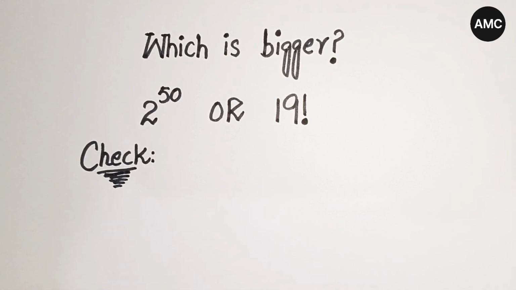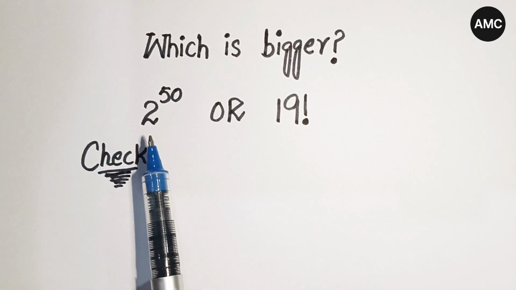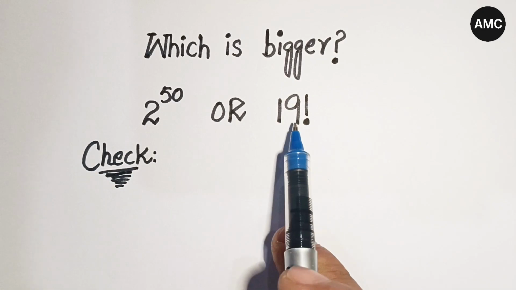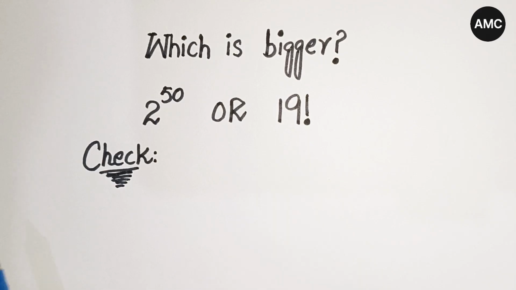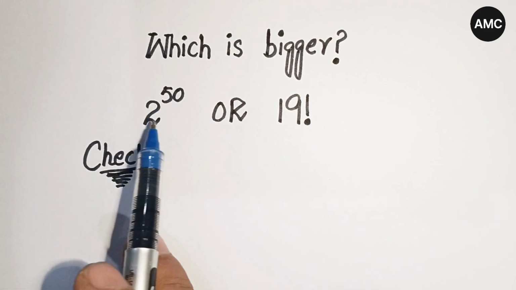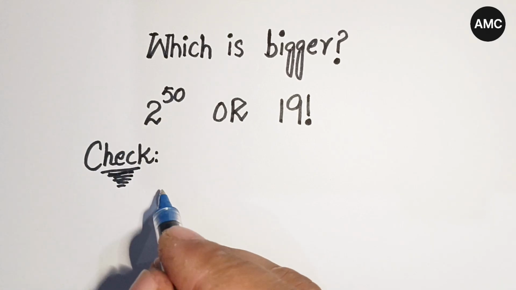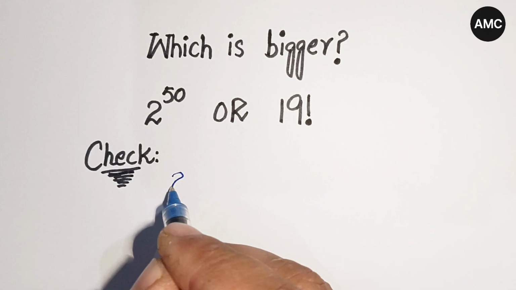Today we have a nice problem where we have to find out which is bigger, 2 to the power 50 or 19 factorial. So here first we are going to check this 2 to the power 50.